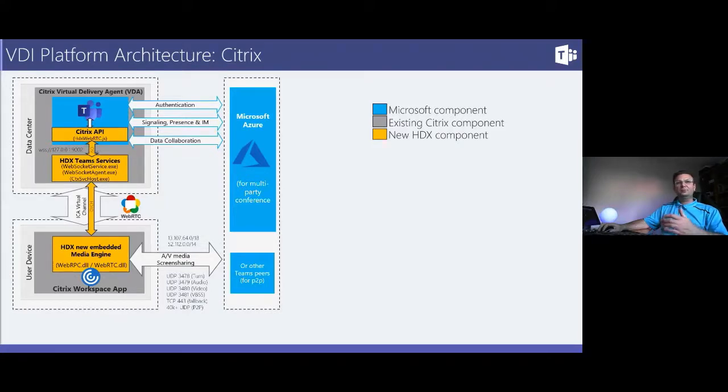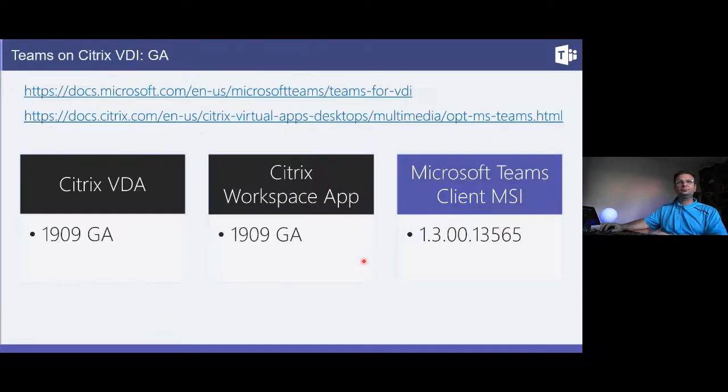Citrix Workspace app has the WebRTC media stack loaded, and the WebSocket service communicates both ways between the VDI client and the VDI host. Audio, video, and screen share media is processed and rendered locally and sent directly to the other endpoint if it's a peer-to-peer call scenario, or it's sent directly to the Office 365 conferencing service in the cloud.